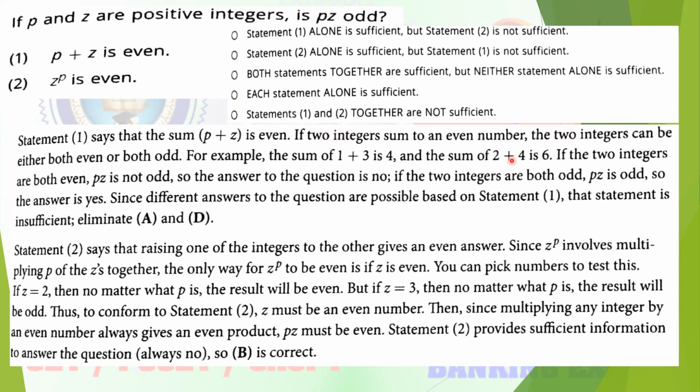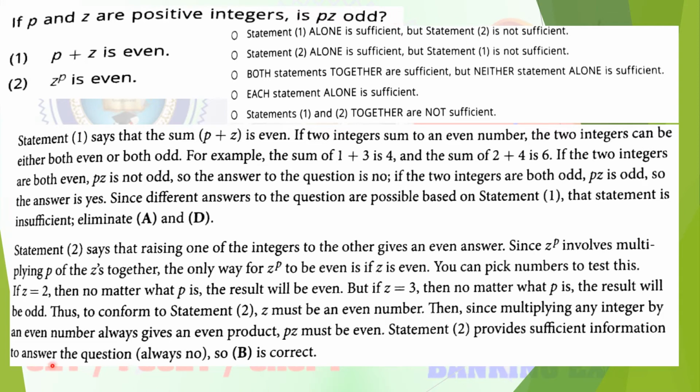Then whatever values you chose for p as well as z, substitute them here and check whether the answer is correct or wrong. With p as 1 and z as 3, 1 into 3 is 3. Is it odd? Yes, you are getting an odd number. Then with the same values, 2 into 4 is 8, which is even. So you are getting two different answers.